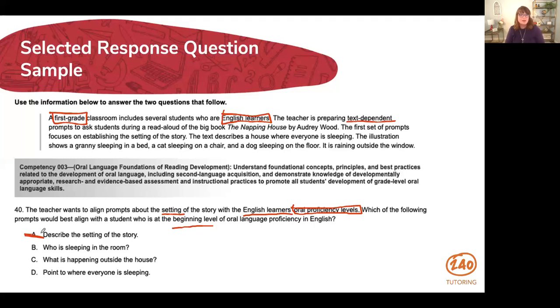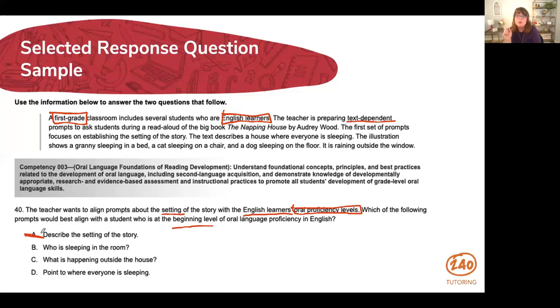B says, the teacher asked, who is sleeping in the room? So again, how would they respond? With words. They would have to speak. C, what is happening outside the house? These are questions we would ask while reading the story to help establish the setting, but they would have to answer orally. Now answer choice D says, point to where everyone is sleeping.